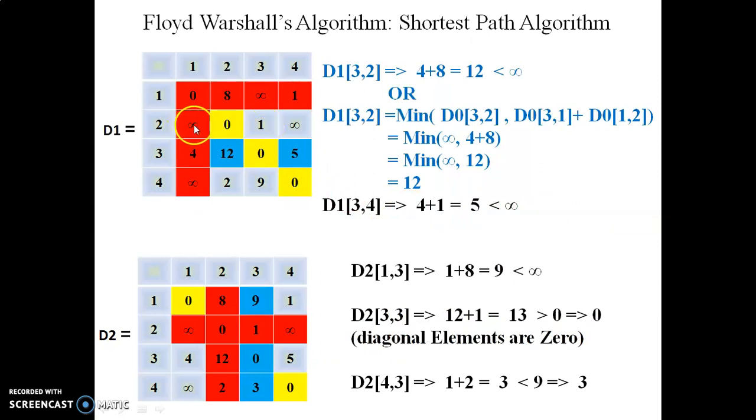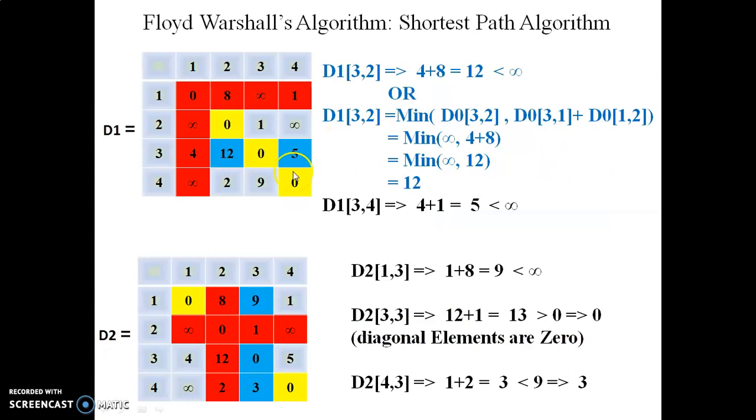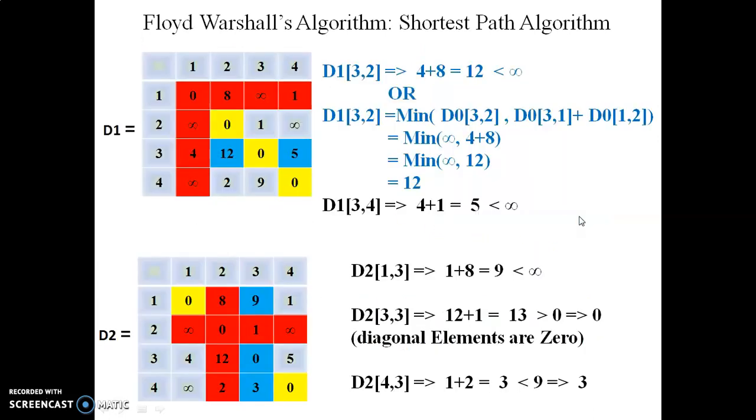Similarly, there is an infinity over here, so this particular row will be same as that of this row. Then there is an infinity over here, so this fourth row will be same as the fourth row of the D naught matrix. And all the diagonal elements will be equal to 0. Now what is remaining here is this particular index value and this particular index value.